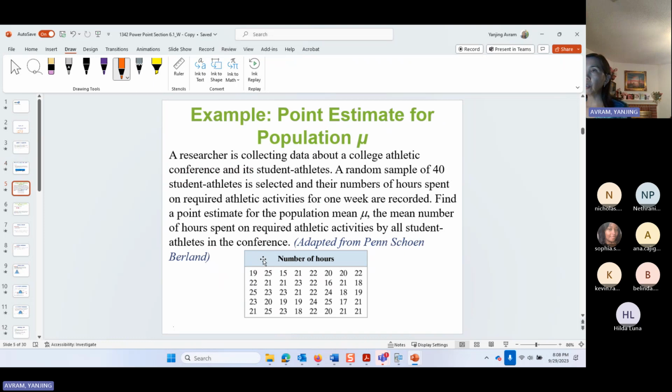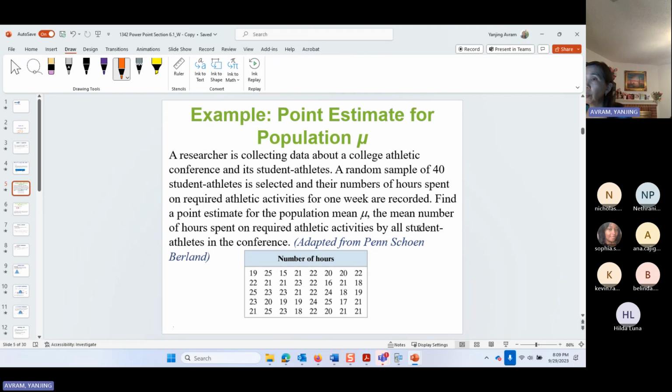All right, so the point estimate for the population is using the sample. Look at this one right here. A researcher is collecting data about a college athlete conference. A random sample of 40 student athletes is selected, and their number of hours spent on required athletic activity for 1 week are recorded. You can see values from 19 hours to 21 hours to 24 hours and so on. So this is a sample of 40 student athletes.